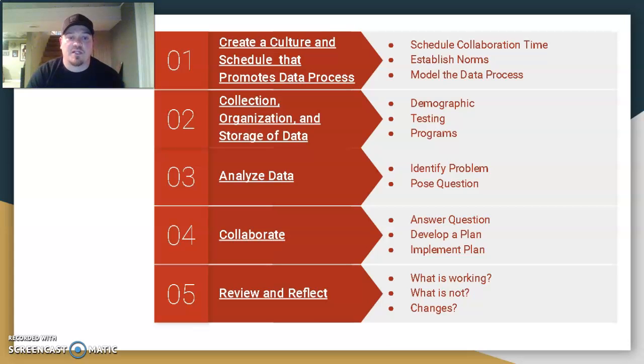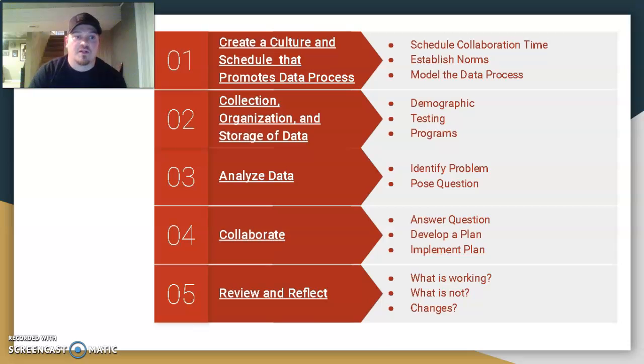The next would be to collect, organize, and store data. And this would be, what information are we collecting, where is it at, and how is it accessible to teachers. The third would be to analyze the data. So we're actually going to get in groups, identify problems, and pose questions.